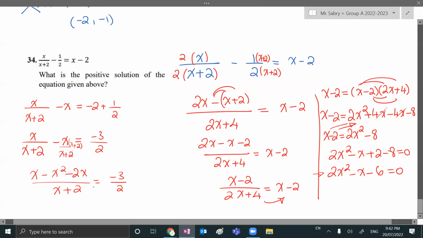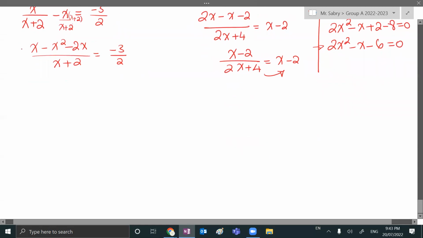Again, x and minus 2x, the like terms will get me negative x squared minus x over x plus 2, all equals negative 3 over 2. Now, since these are two fractions equal to each other, I'll just cross multiply. I'll have negative 2x squared minus 2x equals negative 3x minus 6.